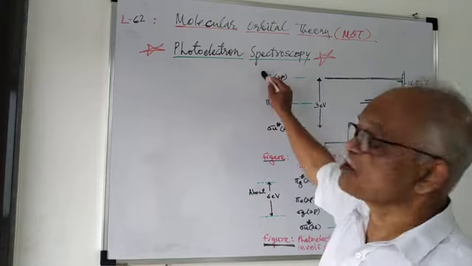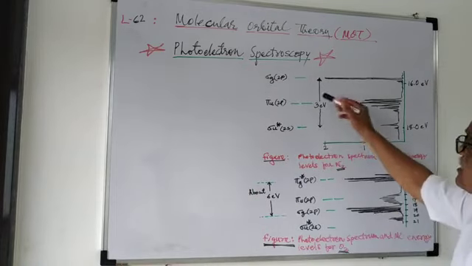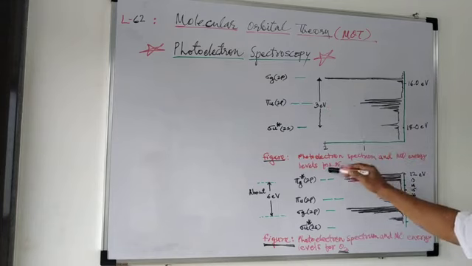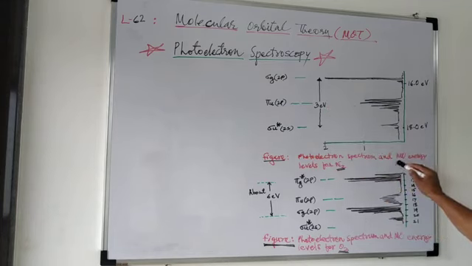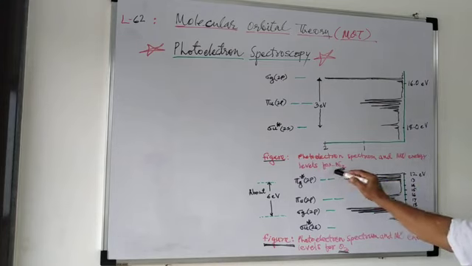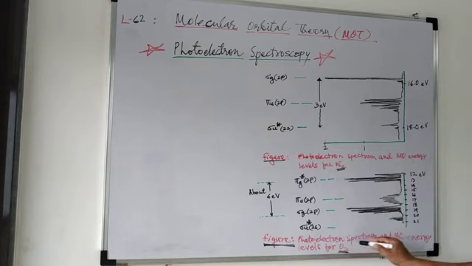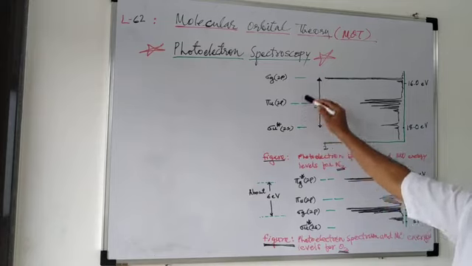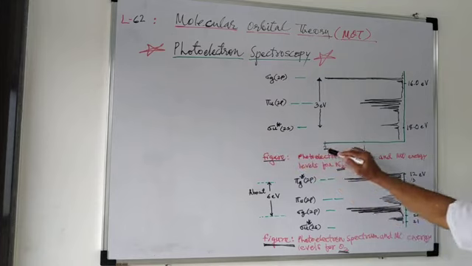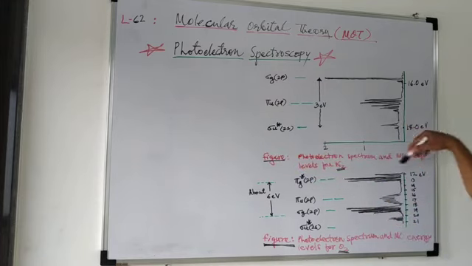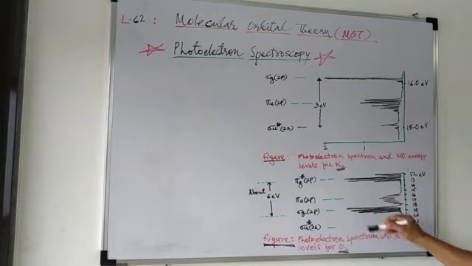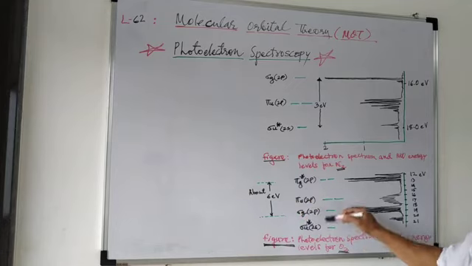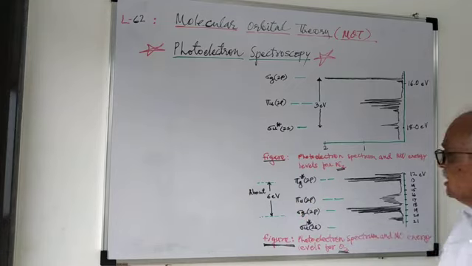using this photoelectron spectroscopy. You can see this photoelectron spectra. This is the photoelectron spectrum and MO energy diagram or levels for N2. This is the photoelectron spectrum and molecular orbital energy level for O2. Here you will find these are the molecular orbitals, these are the names of the molecular orbitals. And this is the photoelectron spectrum of nitrogen. Similarly, this is the photoelectron spectrum of the oxygen molecule, and these are the molecular orbitals involved in this spectrum.